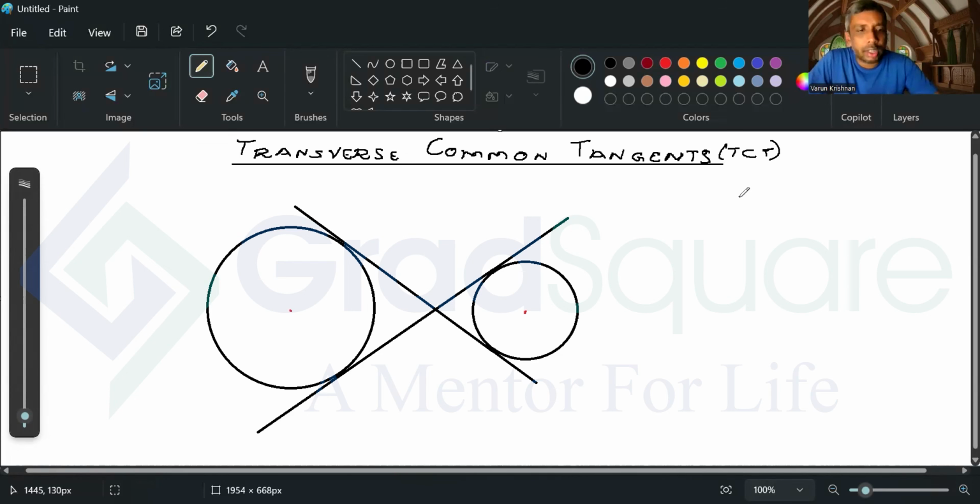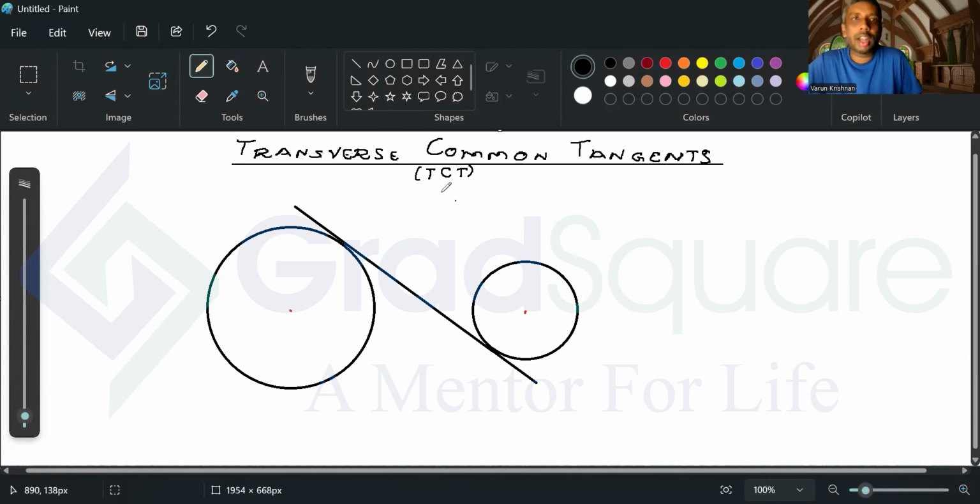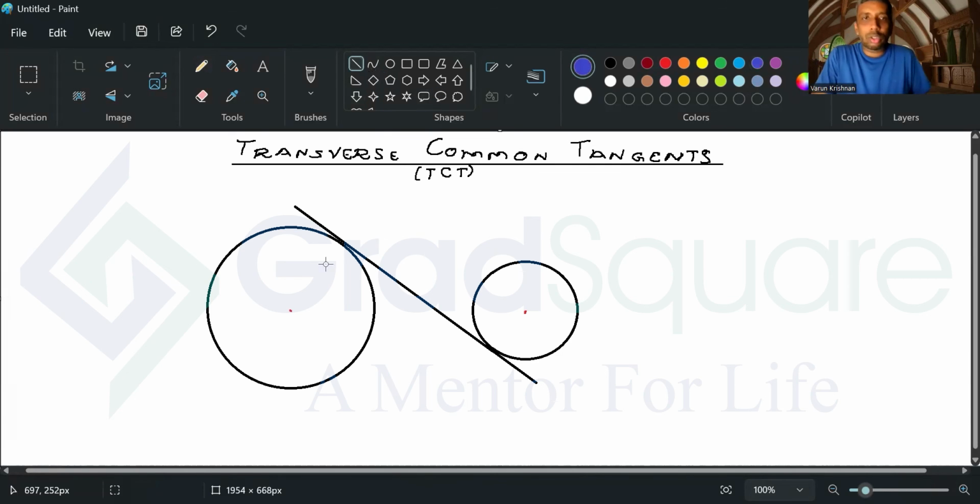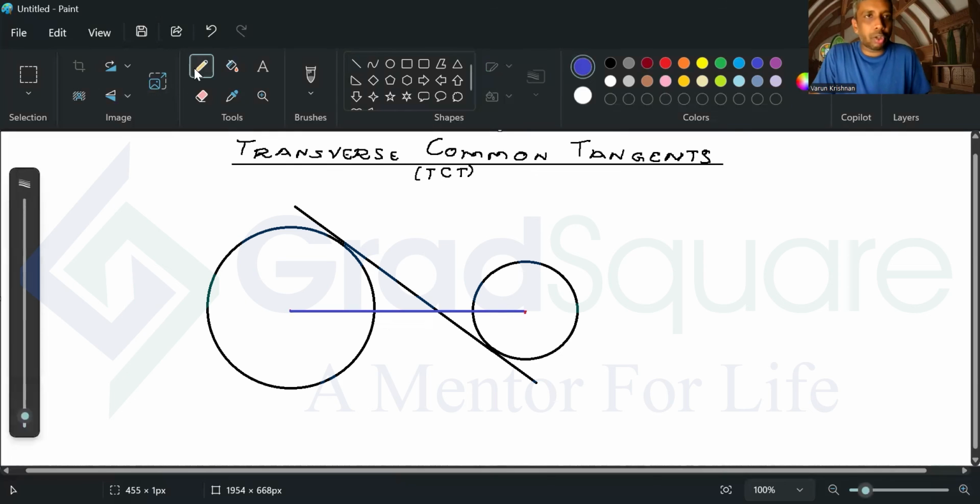So first thing is, I will consider one of the TCTs. Let's say that I take only this TCT. So this is a transverse common tangent, TCT, and suppose I need to find out the distance between the centers of these two circles. So let me call the centers of the two circles P and Q. Point of contacts of the TCT with the two circles is A and B. So I've been given the length of AB and I have to find the length of PQ, or I've been given the length of PQ and I have to find the length of AB.